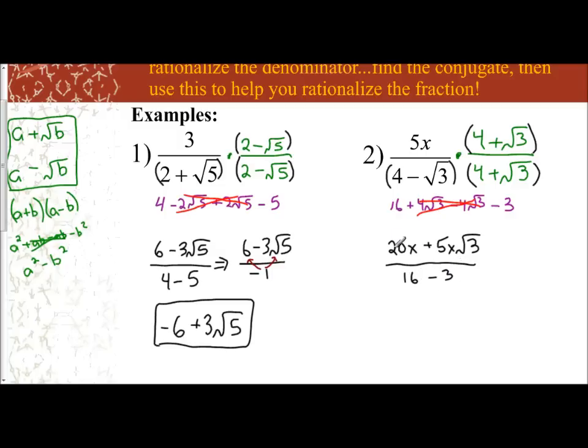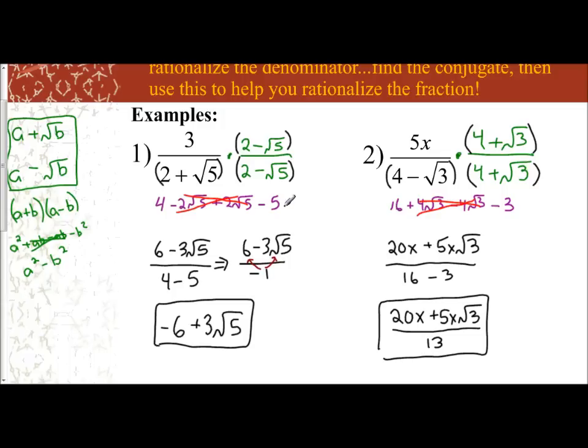And so let's simplify. 20x plus 5x radical 3, we're just going to leave alone. And 16 minus 3 is 13. And so that is my final expression. Now, before I move on to the next example, the last example involving this, let's look at the shortcut.